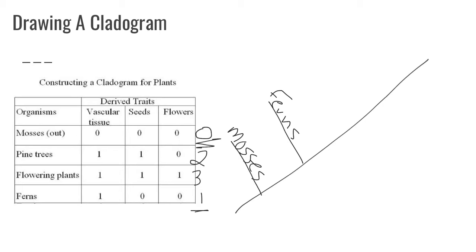And then I'm going to write the trait that made those 2 different from one another. So when I look here, the only trait that ferns actually have is vascular tissue. So right here, I'm just going to write vascular tissue. I'm just going to put vasc because I'm lazy right now. So what this is telling me is that there was a common ancestor way down here that at some point we saw a branching because vascular tissue was inherited. So that meant that ferns have vascular tissue, mosses do not.